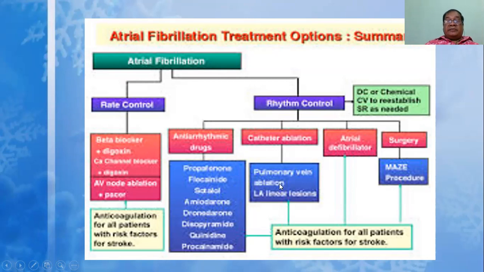In the complete ablation technique, we ablate both the right atrium and the left atrium and ablate in and around the superior vena cava and also the inferior vena cava. Sometimes an atrial defibrillator may be used, but it is not usually required. And surgery like the Maze procedure, it may be the cut and sew method, it may be ablation by cryoablation or radiofrequency ablation. We can use this type of Maze procedure to bring it back to normal rhythm. Anticoagulation is necessary for all patients with risk factors for stroke.